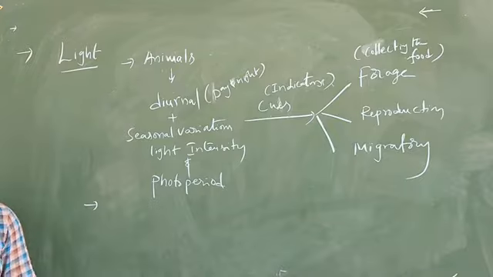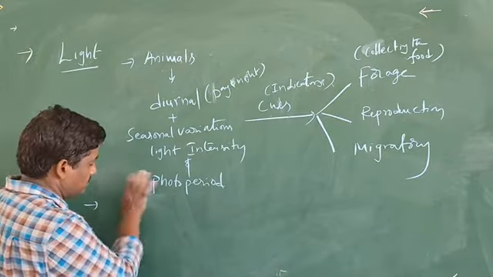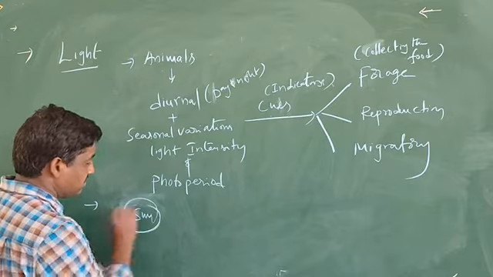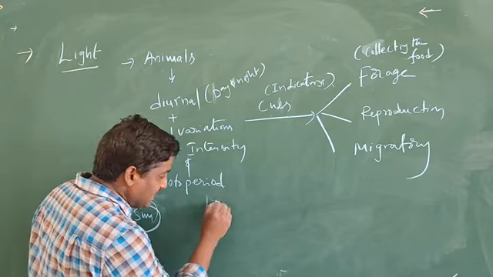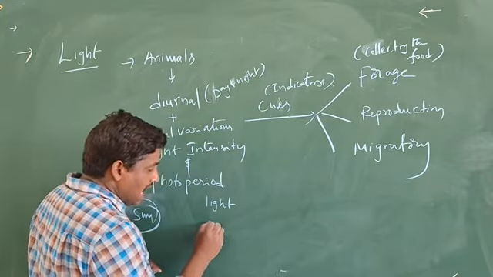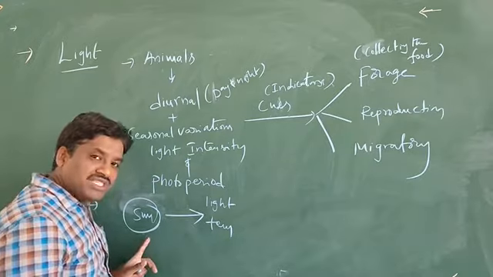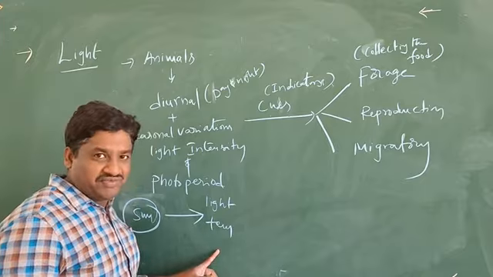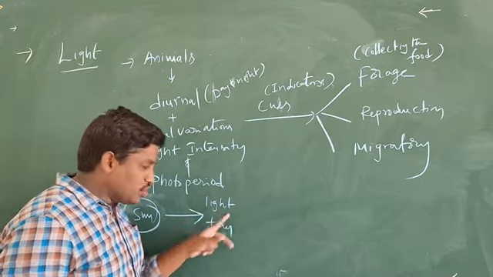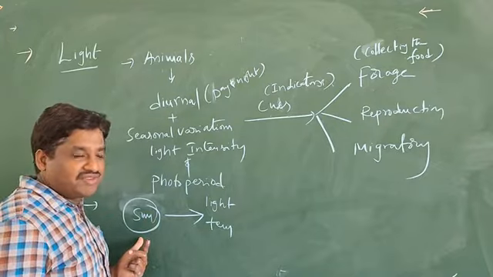See, the sun. Actually, the light and temperature, these are mainly coming from the sun. That means the light is very closely related to the temperature. These two come from the sun, right?